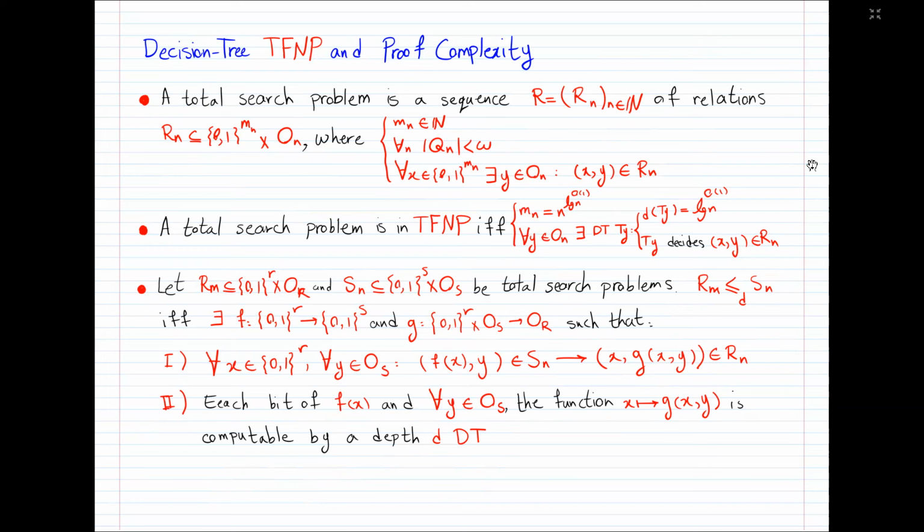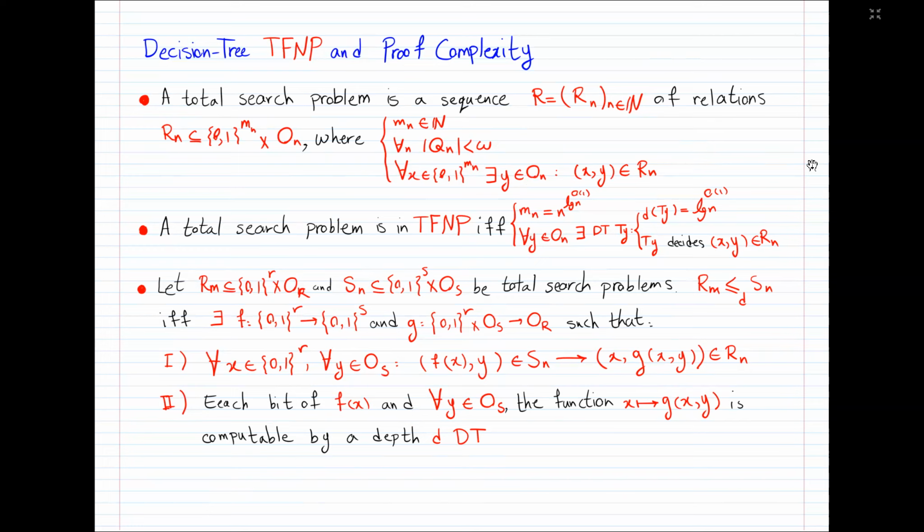As we want to discuss TFNP, we have to define them, and we also need to talk about the relationship to proof complexity. And we separate the intersection classes in the black box setting, which means that we have to define TFNP in the decision tree model.